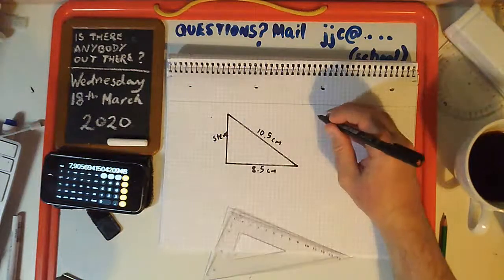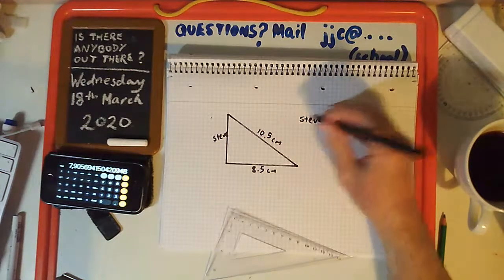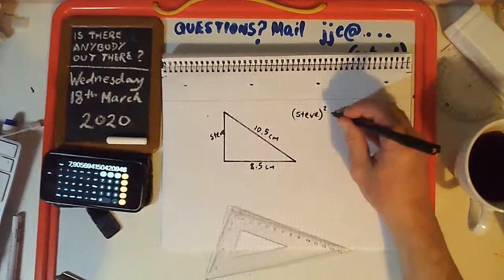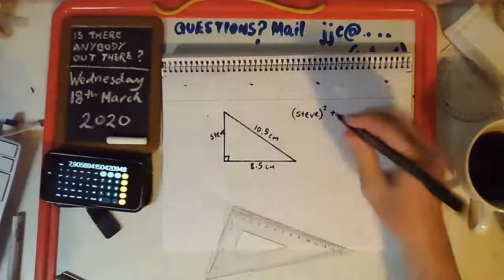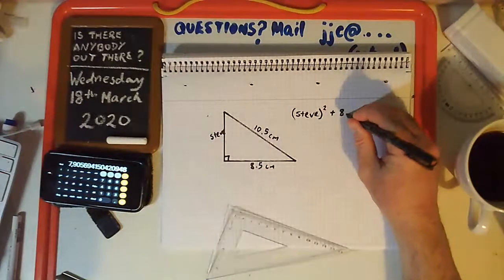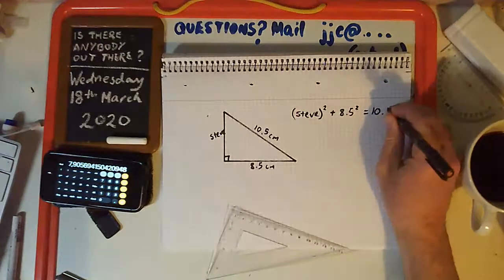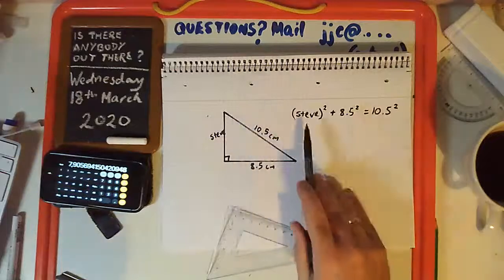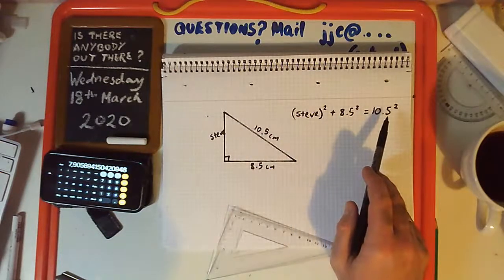So Pythagoras' theorem says that Steve, as I've called that missing side, squared, plus, right angle in there by the way, plus 8.5 squared equals 10.5 squared. So it's the two smaller ones squared adding up to the bigger one squared.